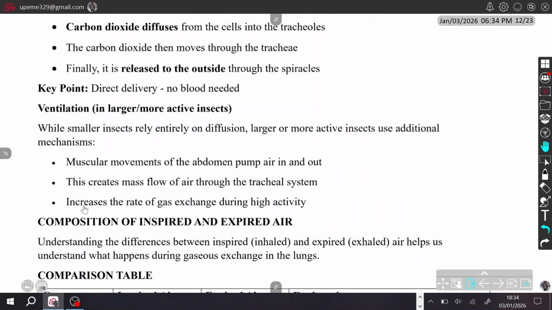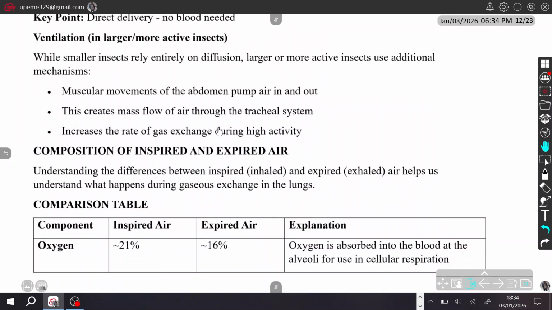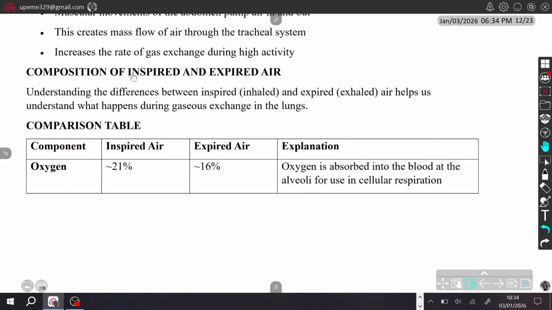Okay, so now this increases the rate of gas exchange during high activity. Okay, now let's talk about composition of inspired and expired air. We are now talking about what gases are actually found in the air we breathe out and in the air we breathe in. That's what we mean by composition of inspired and expired air.